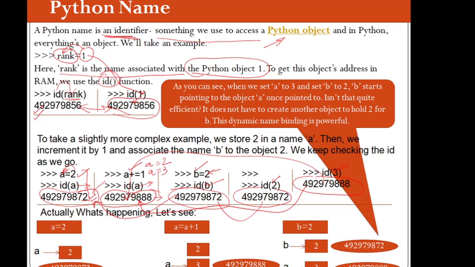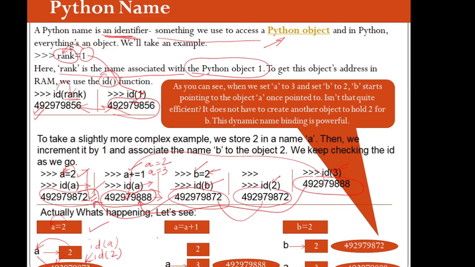Actually, let's see why it is happening and what's happening behind the scenes. Here we assigned the value 2 to the variable a. Fine. So this was our first statement. What happened? The 2 has been assigned to the variable a. So it means if you try to find the object address of a and the object address of 2, if you type id of a or id of 2, it will give you this value.